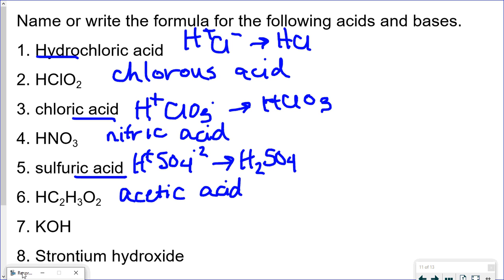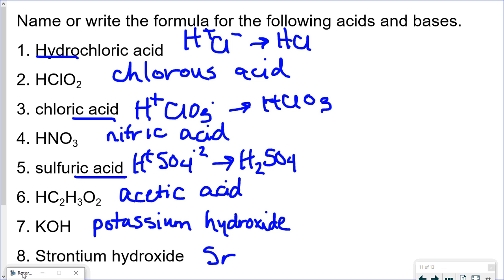7 and 8 are both bases. Remember, those are named just like any other ionic compound. But bases end in hydroxide. So KOH, K is potassium, and OH is hydroxide. So that's nothing new.